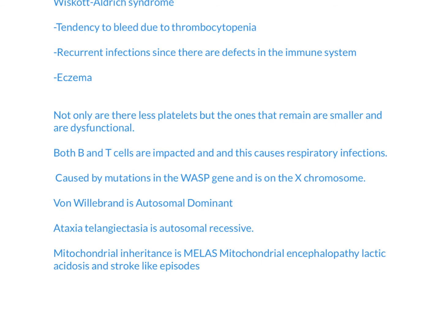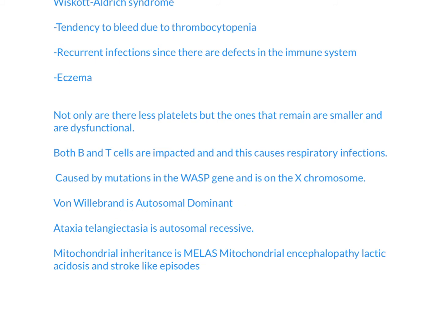And then the immune system is also impacted in this disease, and that's why it causes a lot of respiratory infections, and specifically the B and T cells are impacted. So it's going to affect cellular immunity for the T cells, and then humoral immunity for the B cells. And then you're going to have mutations in the WASP gene, and this gene is located on the X chromosome. So just talking about the other answer choices and examples of those.